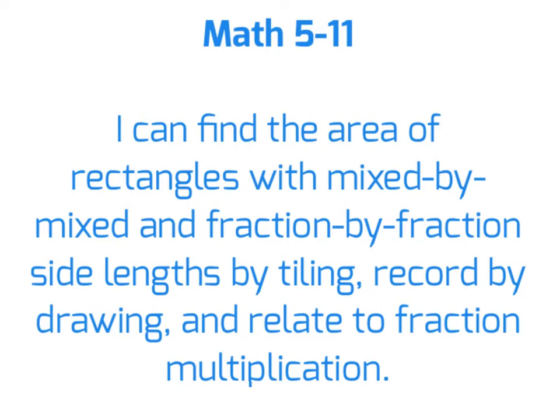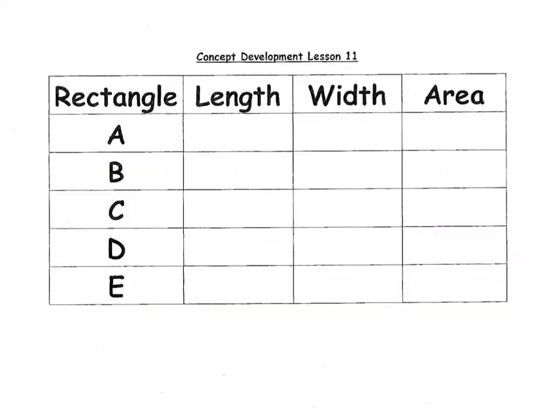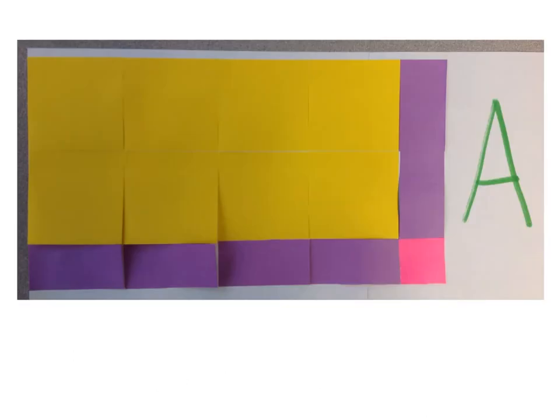Good luck! So here's the table that you're going to be completing throughout concept development and your problem set. You are going to see rectangles A, B, C, D, and E. And we're going to figure out the length and width, and then you will have to figure out its area. This is review from what we were learning before the New York State test. So here's our rectangle A. So we need to figure out the length, and then we need to figure out the width.